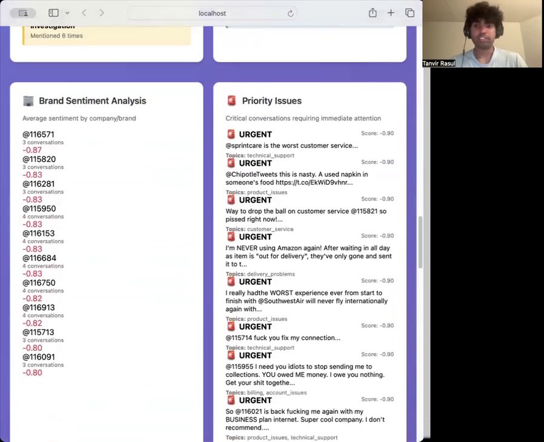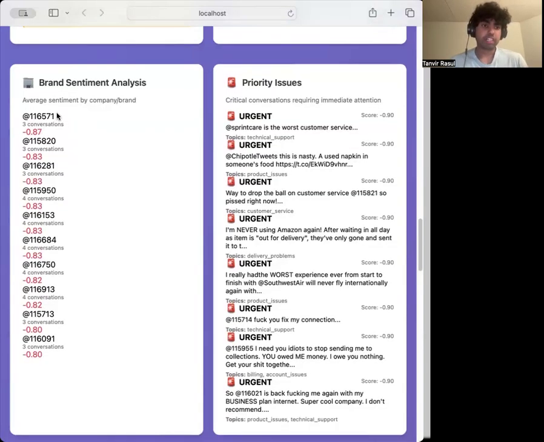These are some cool features I wanted to add in myself. Brand sentiment analysis. I feel like this is something really valuable for businesses, where we can see which companies are getting the best customer feedback. Some brands are scoring positive, others negative. This gives executives immediate visibility into brand health across their portfolio. As of right now, there's no way to map an actual company, but we have its IDs, which are these ads.